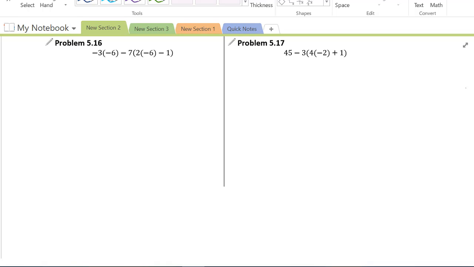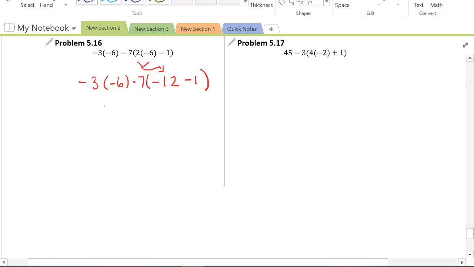All right, so this one, same thing. Well, here I see there's a big parentheses here, right? So let's first do these two guys. So copy everything. That's going to give us negative 3 times negative 6 minus 7 times negative 12, right? 2 times negative 6, negative 12, minus 1. Now we're going to finish up the parentheses. So it's going to say negative 3 times negative 6 minus 7 times negative 13, because we're going to add those, keep the signs.